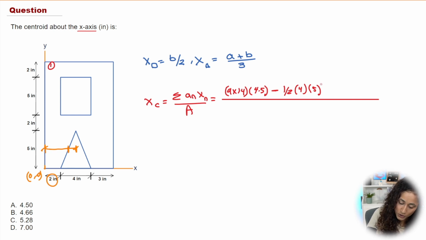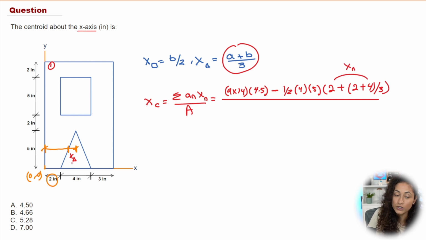So going back to here, what we're going to do is 2 plus the centroid, let's call this x triangle, the centroid of the triangle. And for the centroid of the triangle, we're going to use this equation here, which is (a plus b) over 3. Now, a is just half of 4, which is 2. So that's going to be 2 plus b. B is this whole distance, which is 4. And then we're going to divide by 3. Okay, so this whole thing is xn for the triangle.